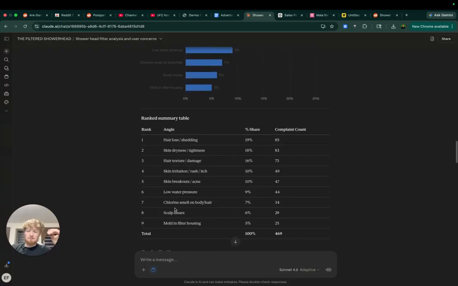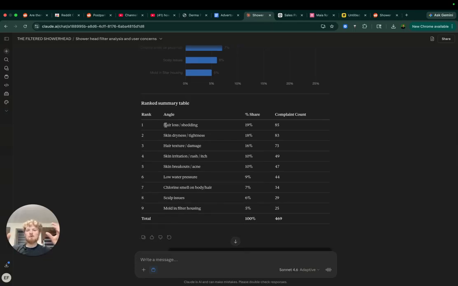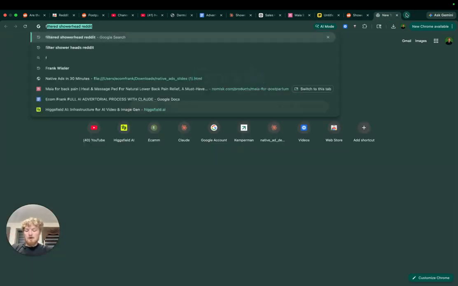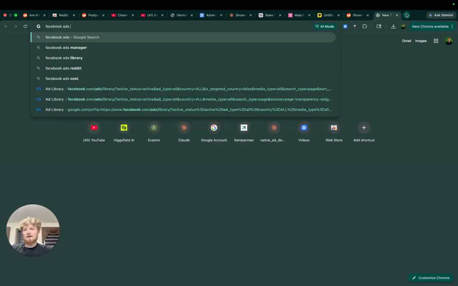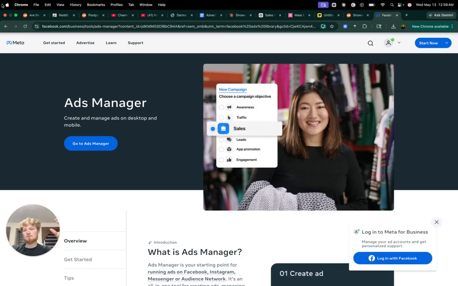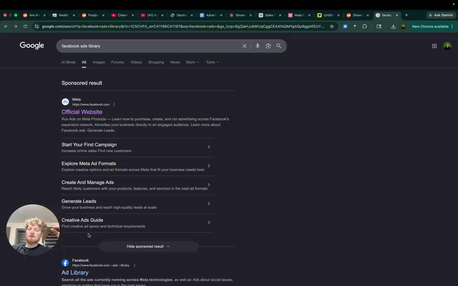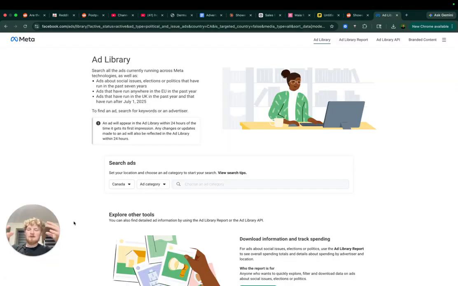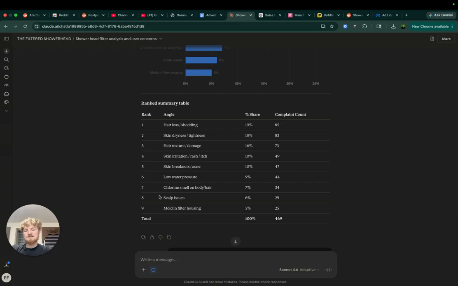So what I did from here is obviously you want to go and do your research on what all your competitors are doing. If we just go to Facebook ad library here, I'm going to show you exactly why I chose a certain angle compared to a different one, right? In this case, I went with the scalp issues. And if we come back here, we can see scalp issues is not a big thing. It's only 6% of the people having scalp issues.